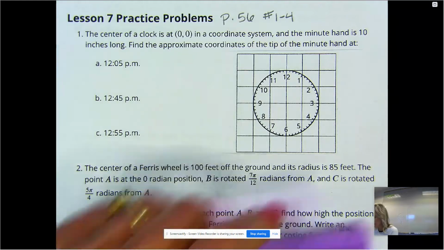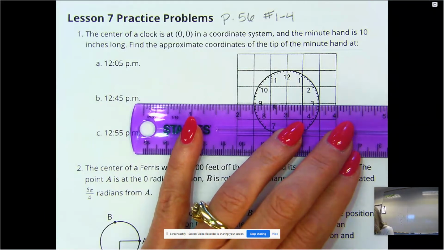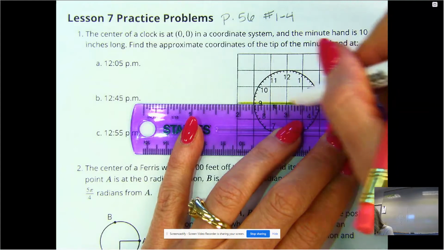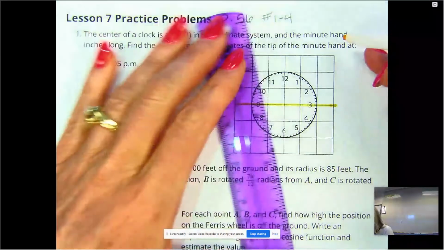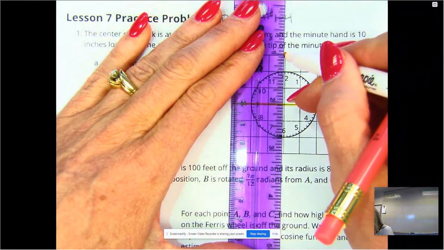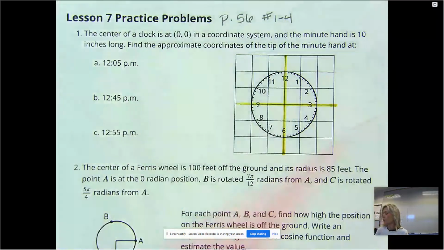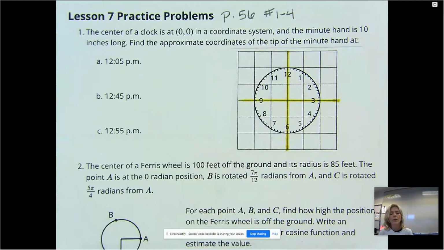The clock is centered at 0, 0, so this would be the x-axis, and this would be the y-axis. And I know there wasn't a clock printed in your textbook. I just made a little copy of that one and stuck it on there. You could just draw a circle as well.